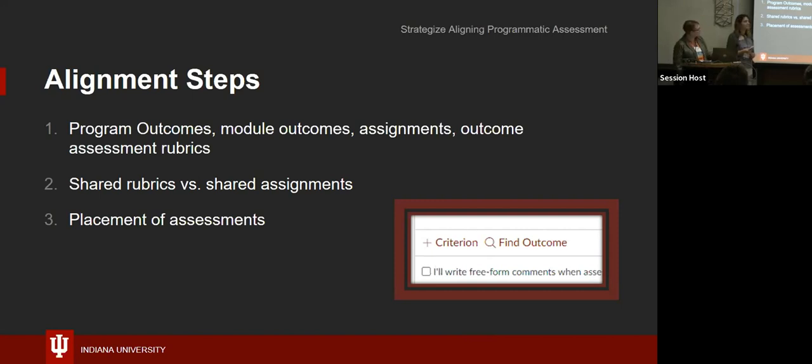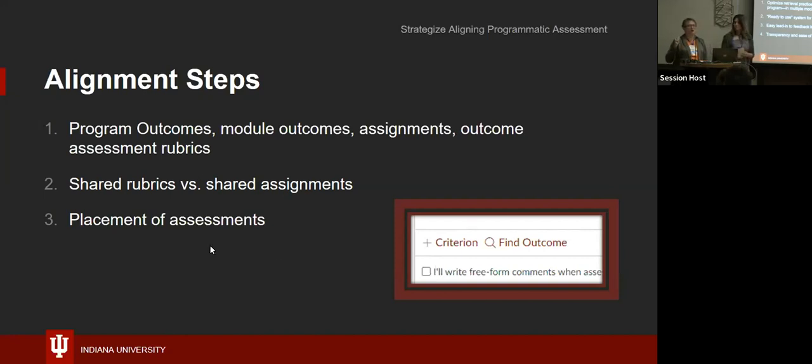And so if you look up here, how do you attach an assessment rubric to a regular grading rubric? It's the little magnifying glass, find the outcome. So why use outcomes for program assessment? Well, you can pull data from multiple modalities.